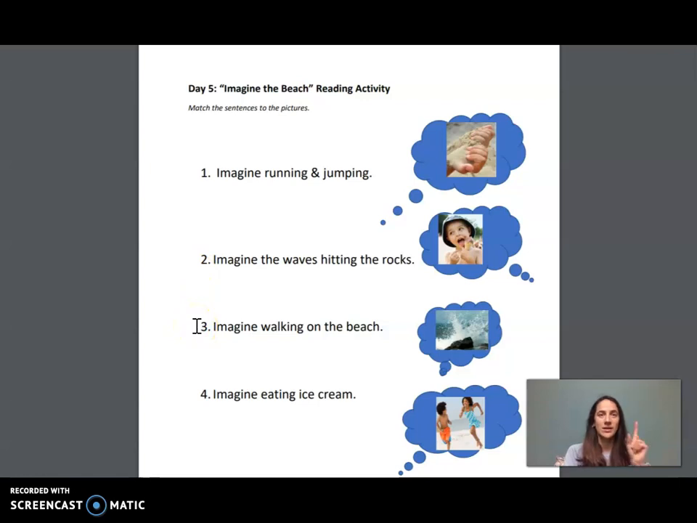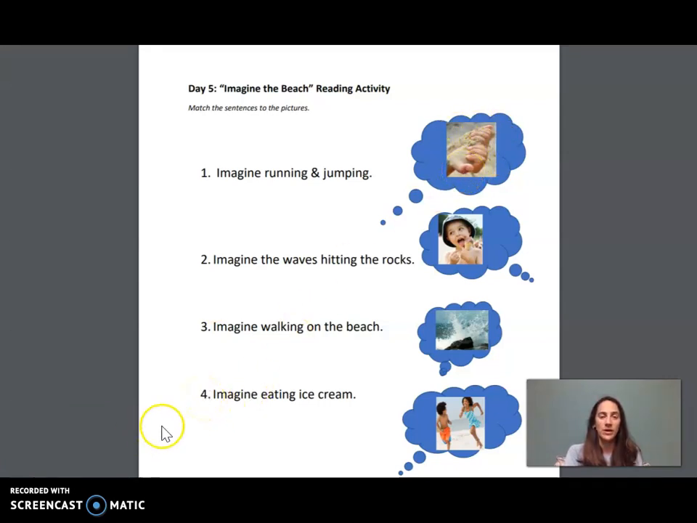Number 3, you read it. Imagine walking on the beach. I think this is our best picture right here. There's no feet, but they're going on the beach.